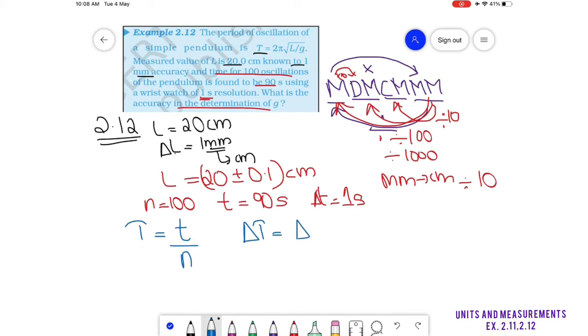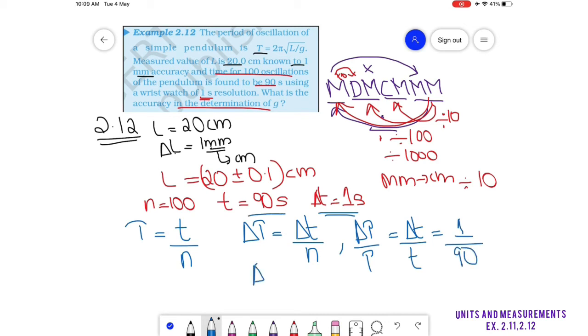Now if you find the relative error, it will be capital delta T by T, which gives you small delta t by t. What is the value of small delta t here? 1 second, 1 second resolution. What is the value of small t here? 90 seconds. So we get capital delta T by T equal to 1 by 90.